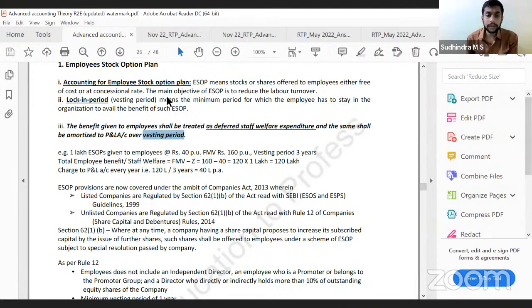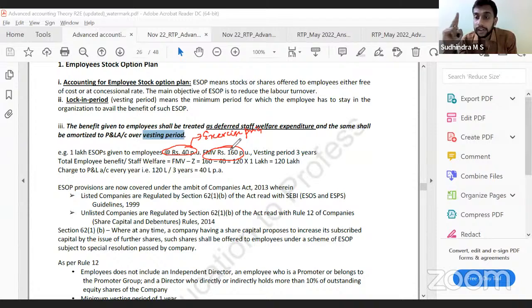So we have an example here. 1 lakh options given to employees at 40 rupees per unit. So what is this 40 rupees? Exercise price. Very good. 40 rupees is exercise price. Fair market value is given. Now, we should not get confused between fair market value and fair value. Both are different. Fair value is the difference between fair market value and exercise price. Correct? So we should not get confused there.